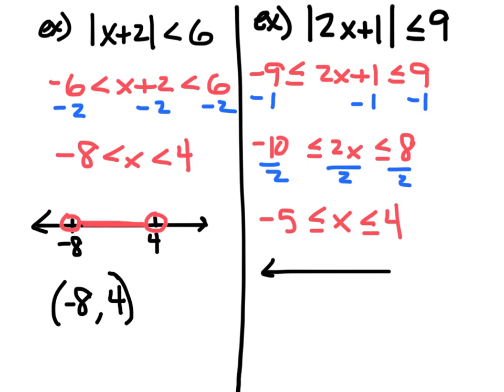Whenever I plot this on my number line, I have negative 5 and 4. Now they're both included, so they both get solid dots, and all the shading would be right here in between. So in interval notation, since they're included, we use brackets, negative 5 to 4.